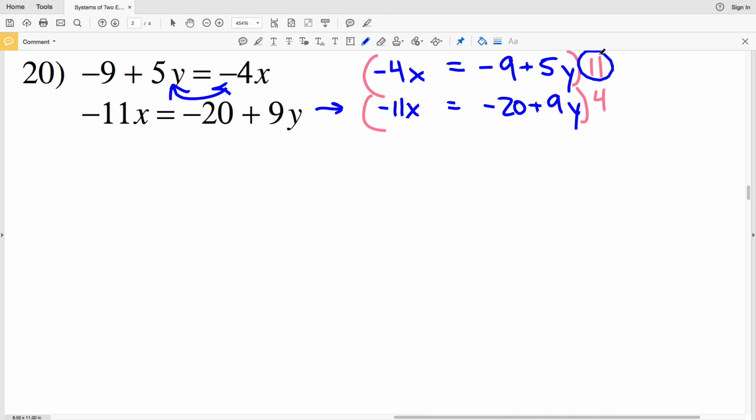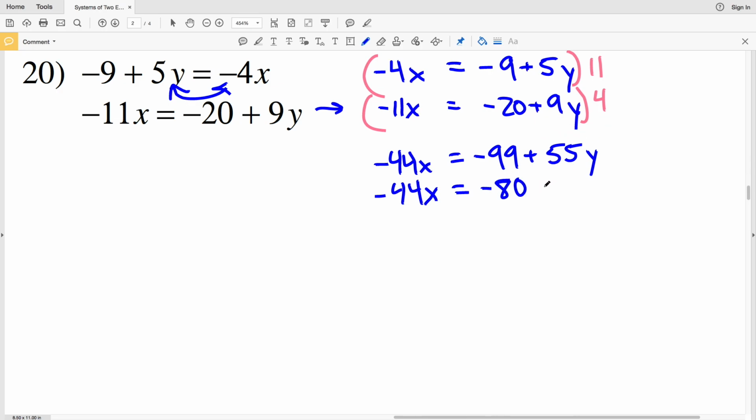So distributing this 11 times negative 4x will be negative 44x, and that's going to be equal to 11 times negative 9, which is negative 99, plus 5y times 11, which is 55y. Now distributing this 4 times negative 11 is negative 44, and that's multiplied to x, and that's going to be equal to negative 20 times 4, which is negative 80, and then added to 9y times 4, which is 36y. Now, I cannot add these two equations together in order to eliminate my x's, so I'm going to need to subtract them.